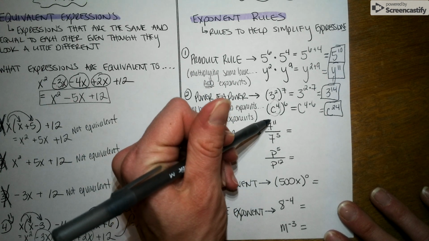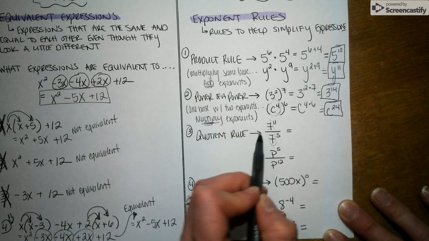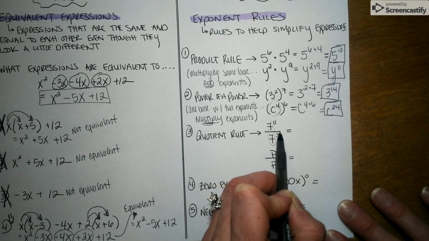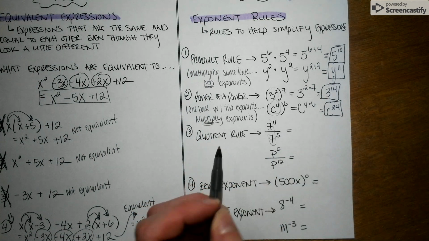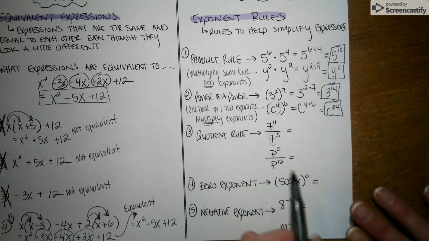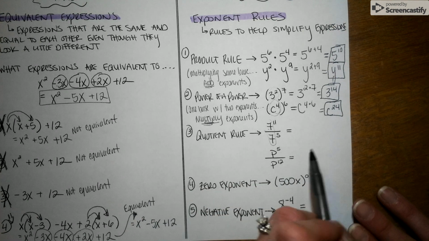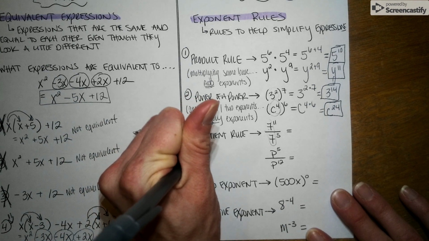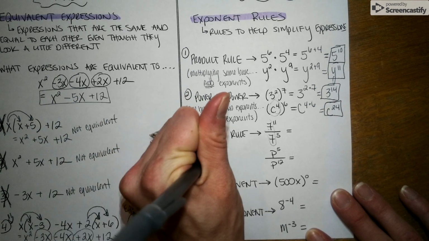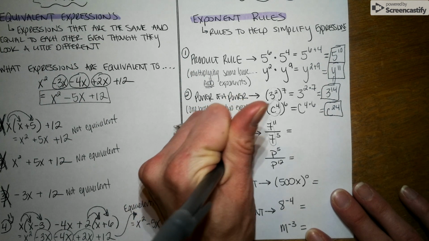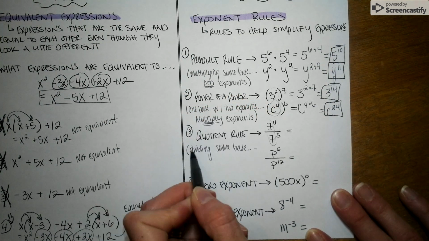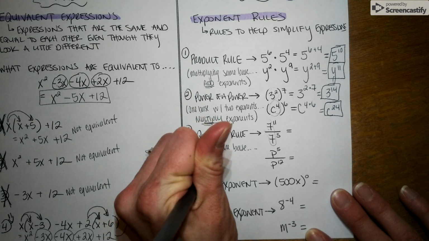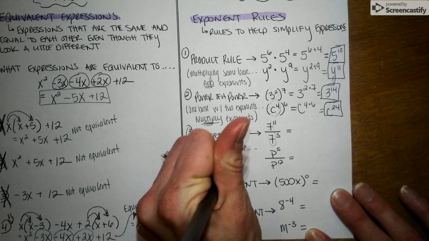So anytime you have the same base and you're dividing, because remember, dividing two things and getting the answer is called the quotient, you need to subtract them. So my little note here is when you are dividing the same base, you need to subtract your exponents.